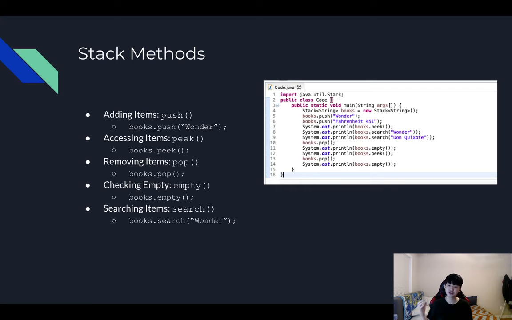Now, the search method is a little weird. It's going to search the whole stack for whatever element we pass in as a parameter. In this case, we passed in Wonder, right? But it can be a number, it can be a string, whatever. So once you pass that in, it's going to search the whole stack for that thing, and if it finds it, it's going to return how many elements down from the top that element is located.